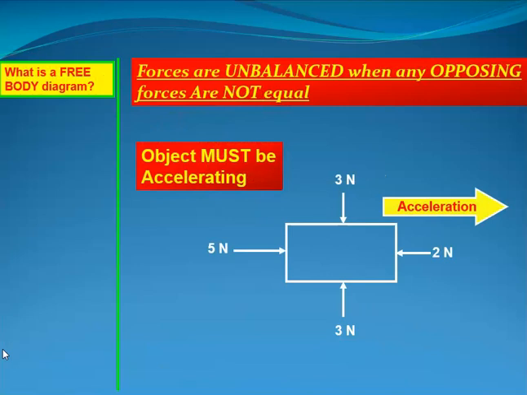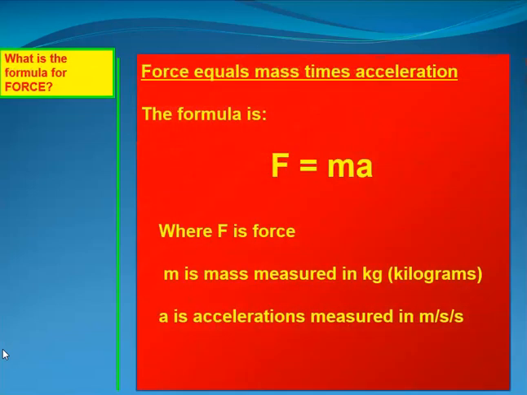Forces are unbalanced when any opposing forces are not equal. So that object must be accelerating. The 3 up and down are balanced, so it is not accelerating up and down, although it could be moving up or down at a constant velocity. But the forces left and right are unbalanced. That means it is accelerating to the right. But that's a little tricky. It doesn't mean that the box is necessarily moving to the right. We'll talk about that in a minute.